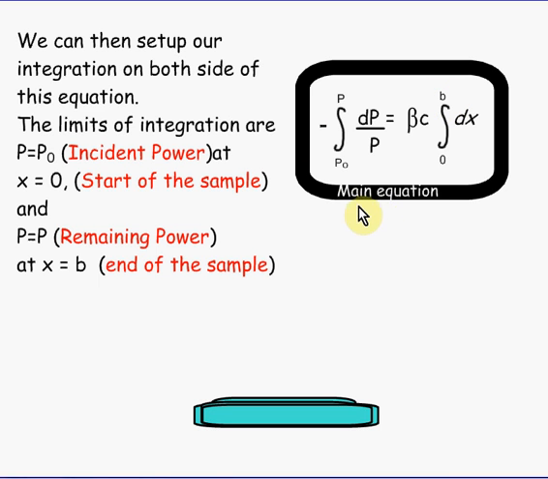It says that the limits of integration are such that P is equal to P naught, that's our incident power, at x equals 0. So this is P naught at x equals 0. That's the start of our sample. And P is equal to P, the remaining power, that's up here, at x equals b, right here, at the end of our sample. Okay?